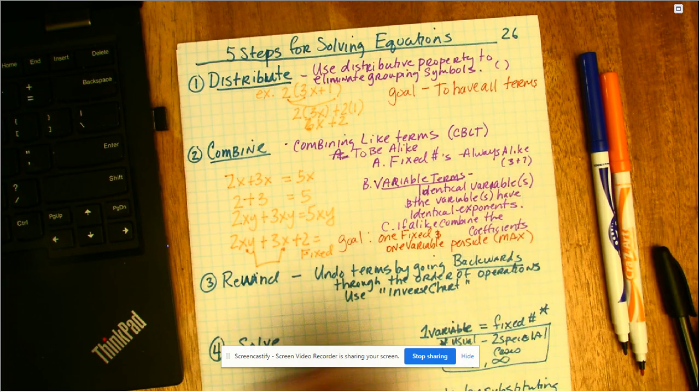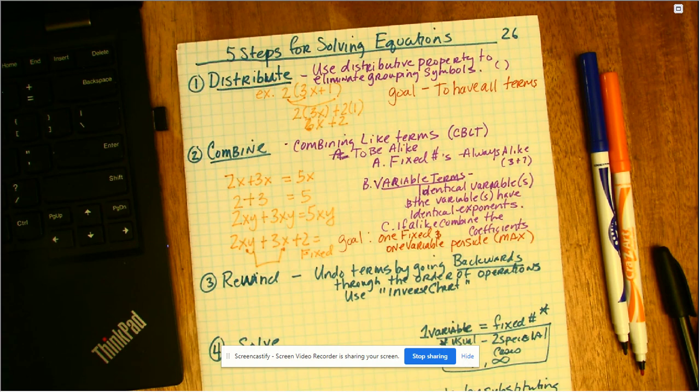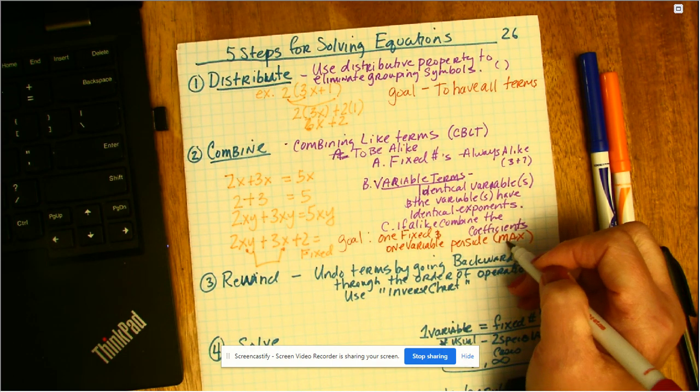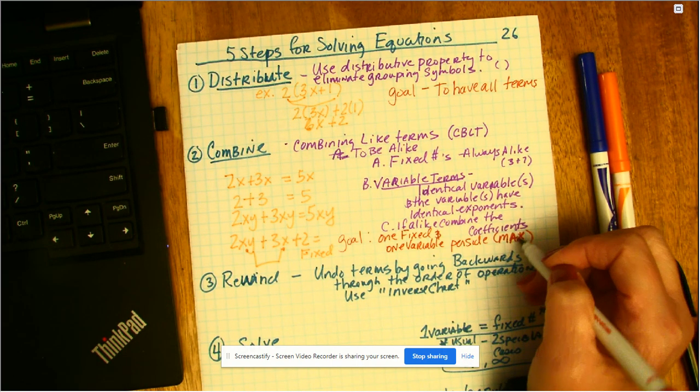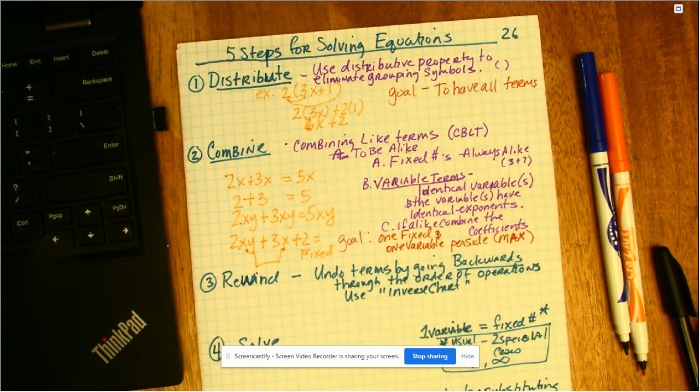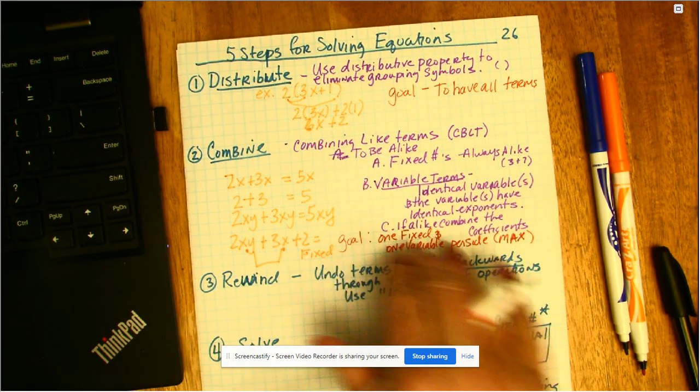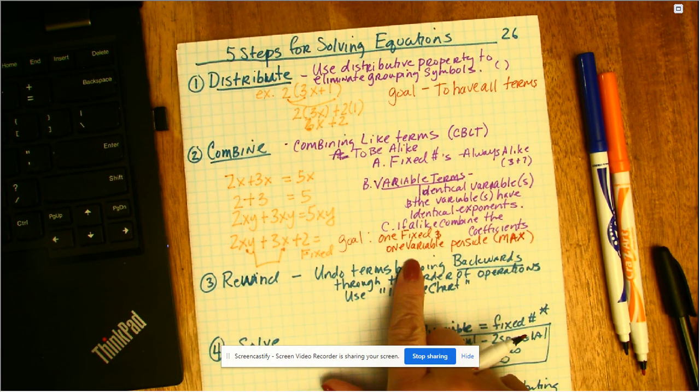max. And what that means is that the maximum allowed on each side of the equal sign is one fixed number and one variable term. That's what it would mean to combine like terms. We've gotten it down to maximum 2 terms on each side of the equal sign. Now, that may not always occur. You may not have variables on both sides all the time. You may not have fixed numbers all the time on one side, and that's okay. So we have accomplished this when our maximum amount on each side is one fixed and one variable term.